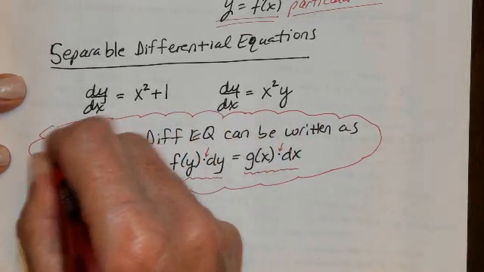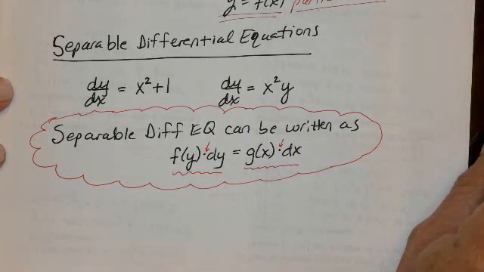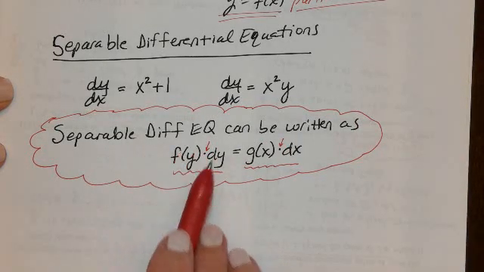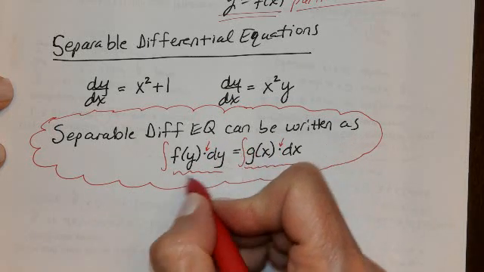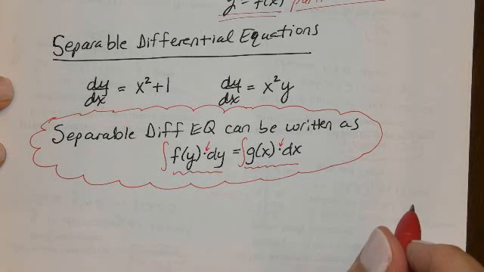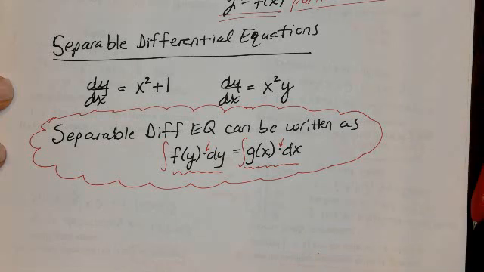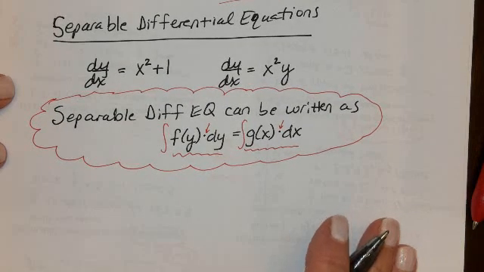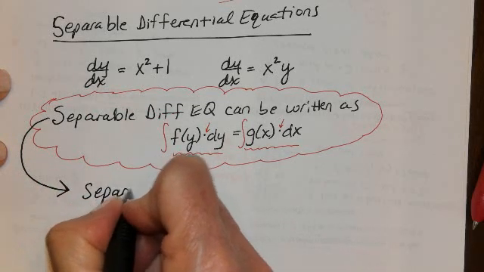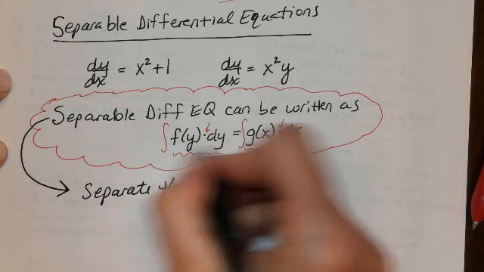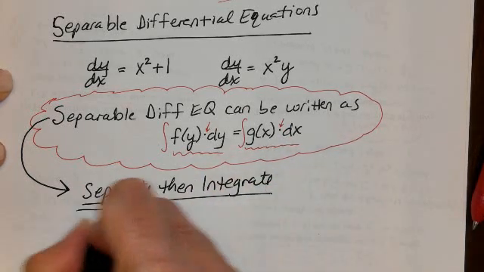And of course, not everything can be gotten that way. And we're going to take a look at some of those too. Once you get your differential equation in this form, then all you have to do is integrate both sides and solve for y. So our mantra for solving a separable differential equation is: separate, then integrate. Integrate both sides. Separate, then integrate.